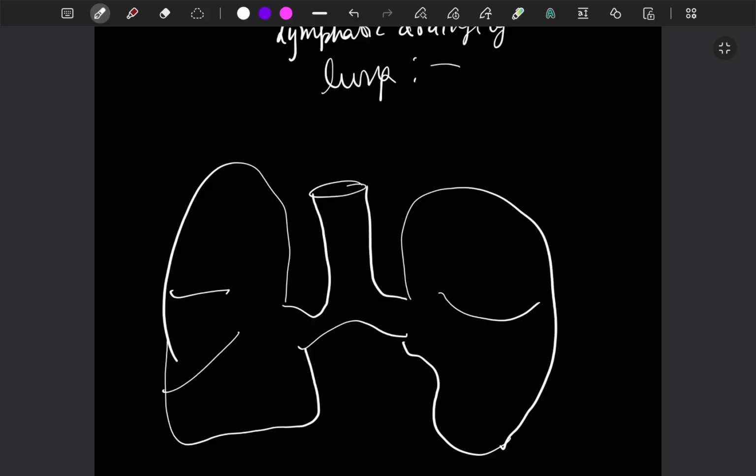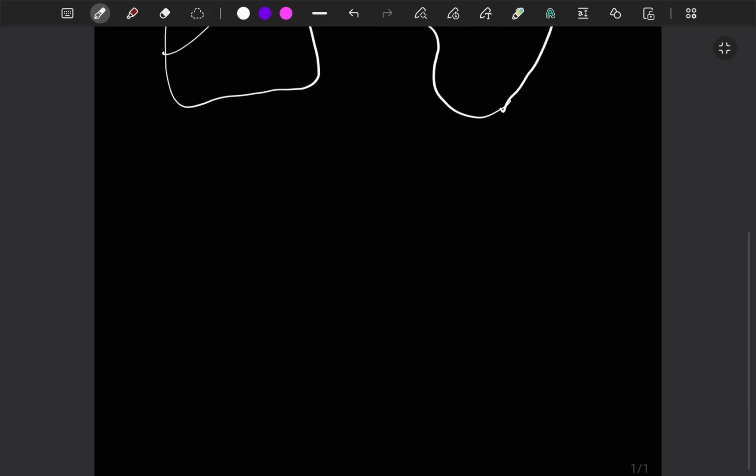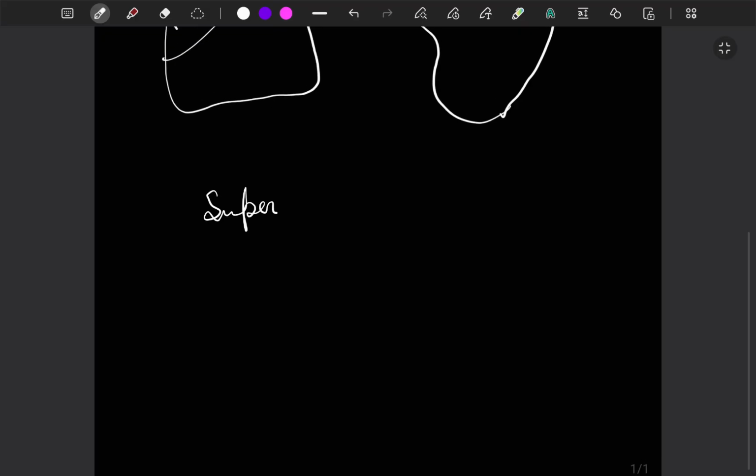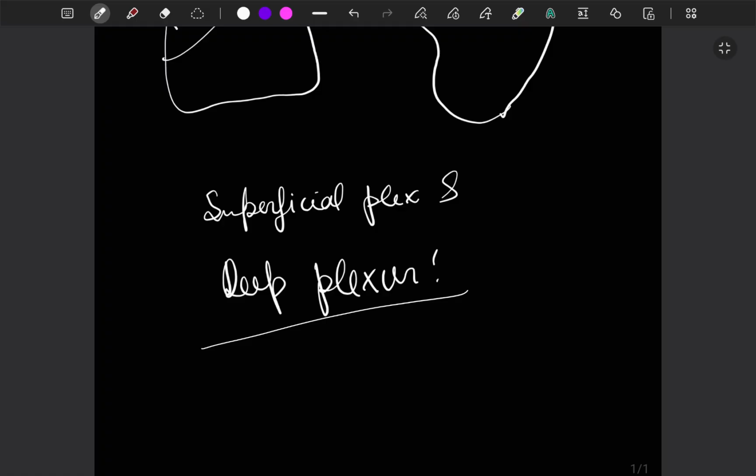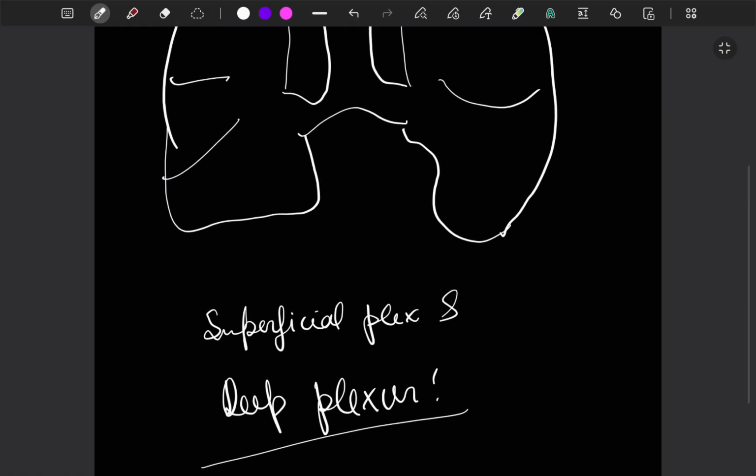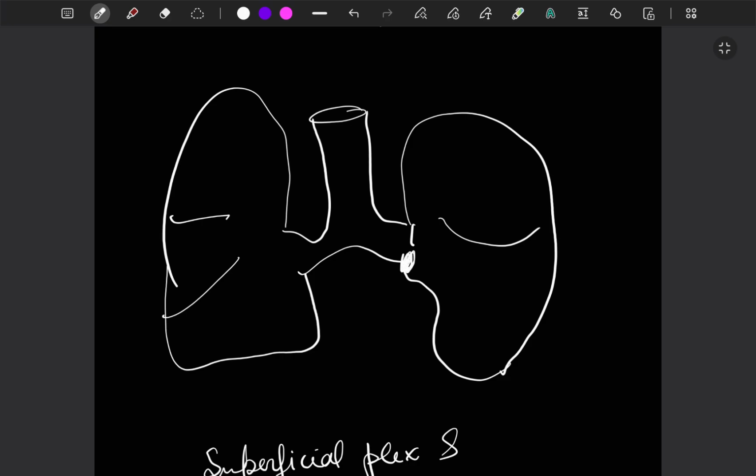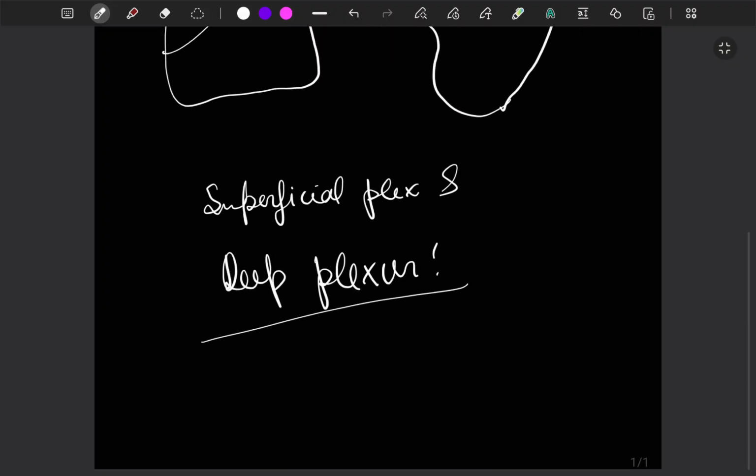Right now, lymphatic drainage is of the superficial plexus and deep plexus. Both of these drain into bronchopulmonary nodes or hilar nodes, and then these hilar nodes further drain into bronchial nodes, and then they drain into pre and paratracheal lymph nodes. Then these later on drain into supraclavicular nodes.